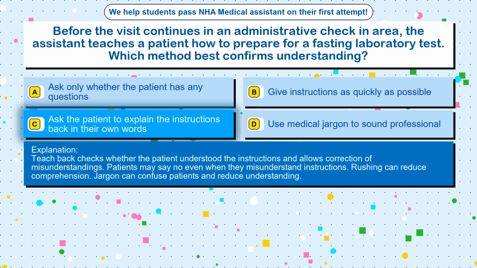Teach back checks whether the patient understood the instructions and allows correction of misunderstandings. Patients may say no even when they misunderstand instructions. Rushing can reduce comprehension. Jargon can confuse patients and reduce understanding.